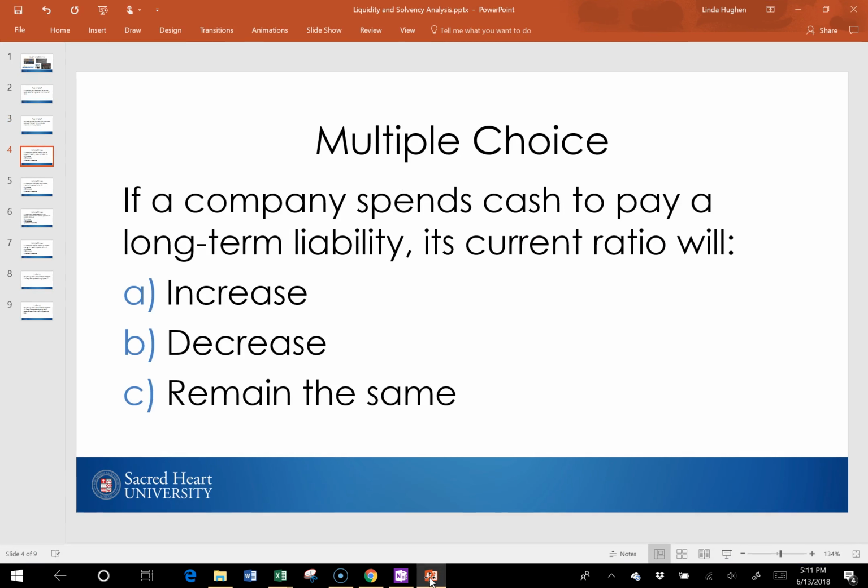All right, here's a multiple choice question. If a company spends cash to pay a long-term liability, what will happen to its current ratio? Will it A, increase, B, decrease, or C, remain the same? Pause here so you can think this through and come up with what your answer is. The answer to this is B. The current ratio will decrease.